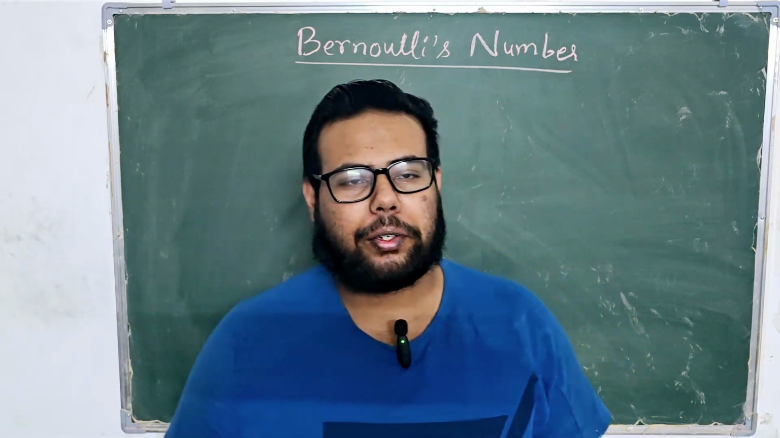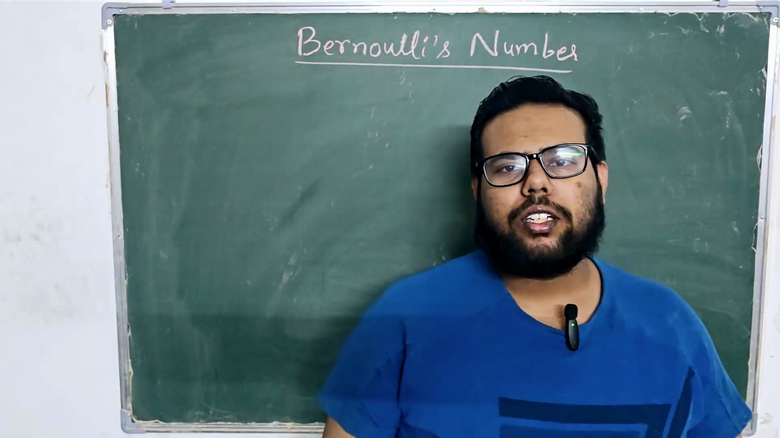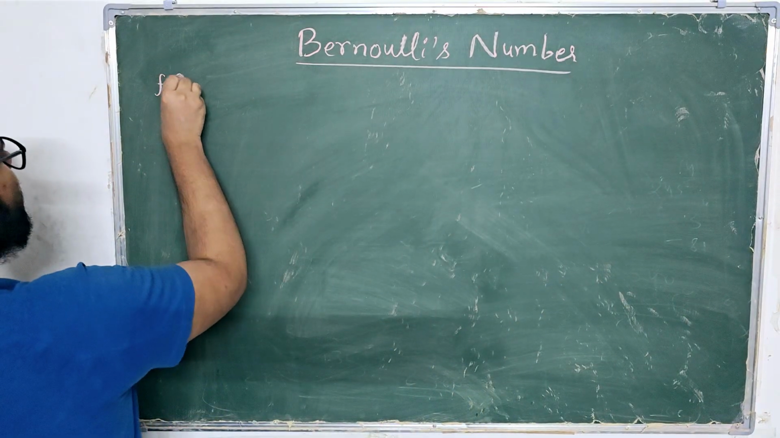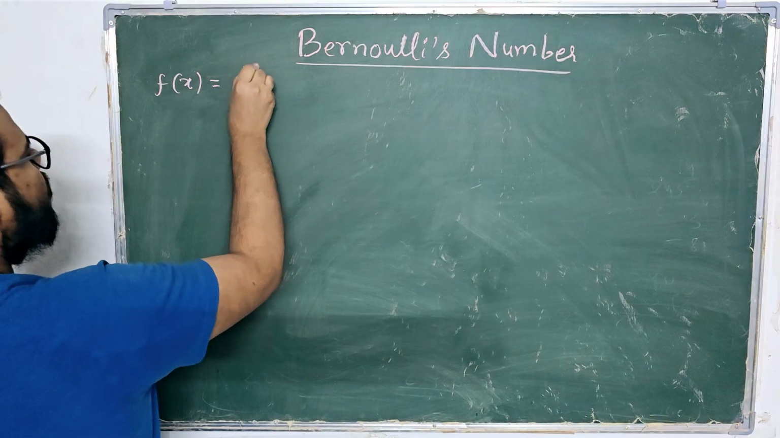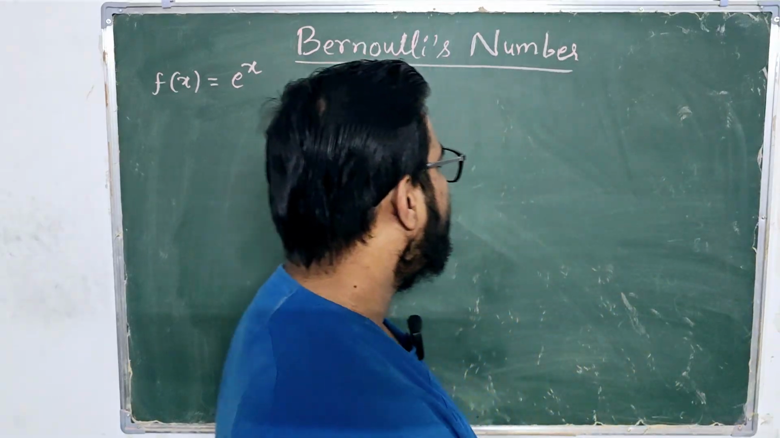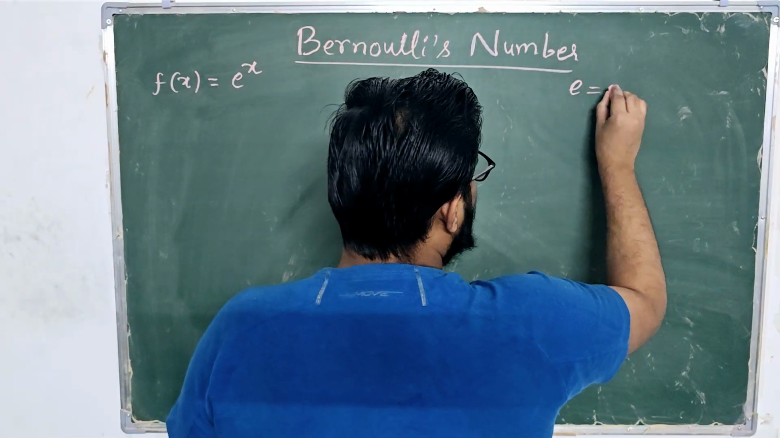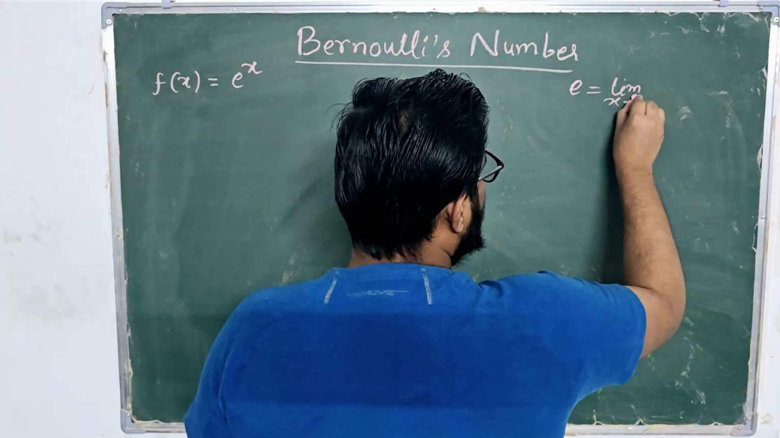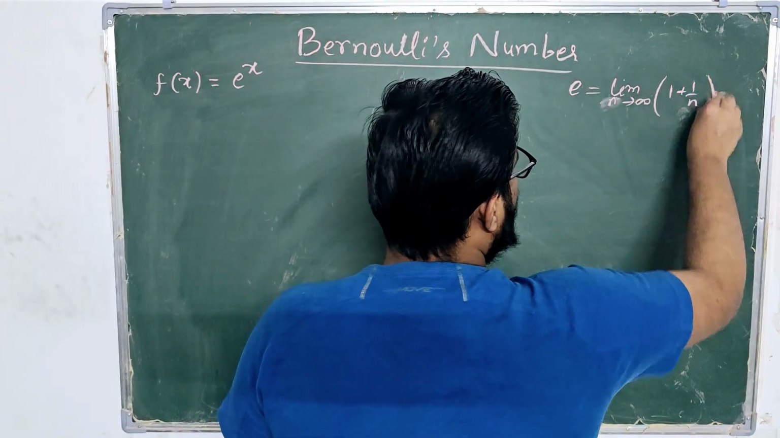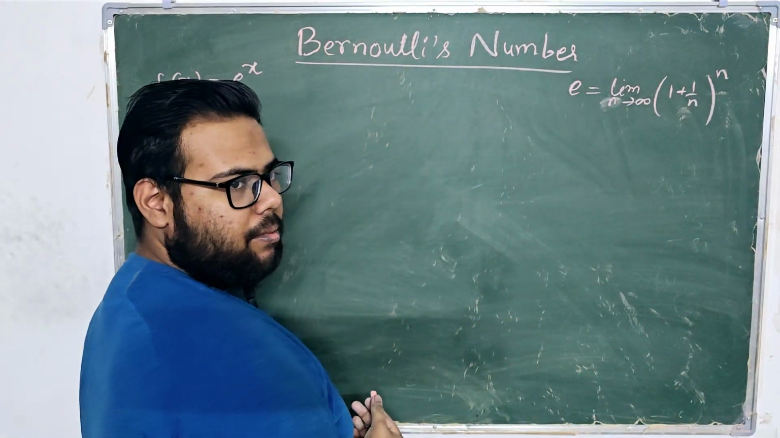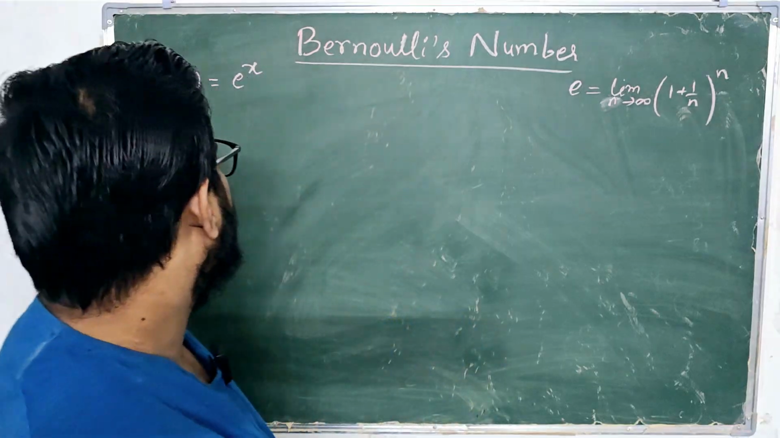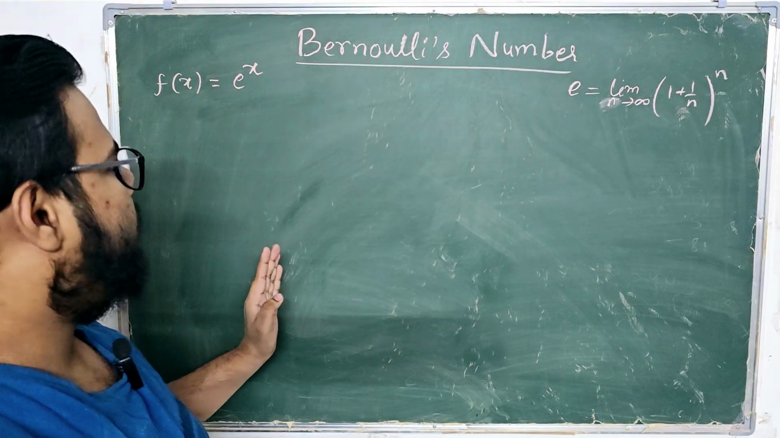And in today's lecture, we are going to derive some of the Bernoulli's numbers. So let's start the lecture. Let's define a function e raised to the power x. You must be very much familiar with this exponential function, where e is Euler's number, defined as the limit as n tends towards infinity of (1 plus 1 upon n) raised to the power n, right? So this is the definition of Euler's number, and we are given f(x) equal to this expression, okay?